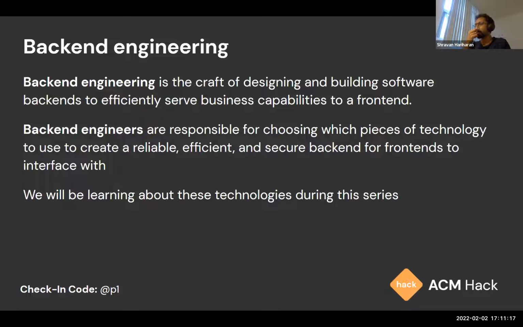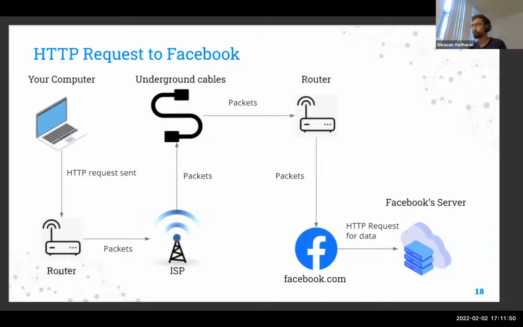To cover a little bit about what backend engineering is exactly, basically it's an engineering discipline where we design and build software backends to support business capabilities for a front end. So anything like supporting a merchandise store, in ACM's case, or supporting the leaderboard, or supporting Amazon.com, that whole system is what a backend is. And what backend engineers do is build that system and think about how we can design a system to be able to reliably and efficiently serve a front end and do so in a secure way as well.